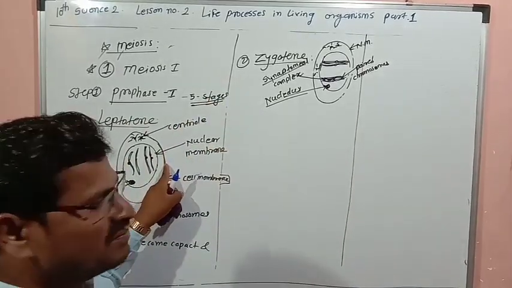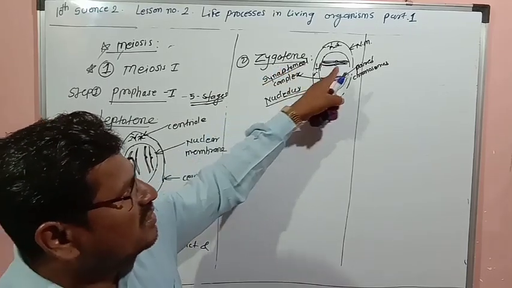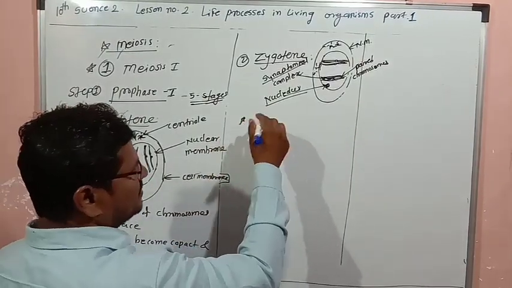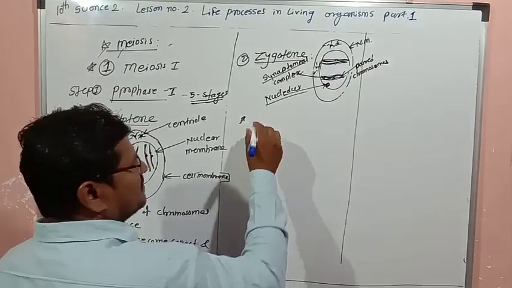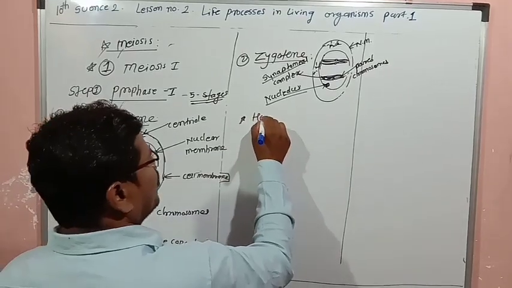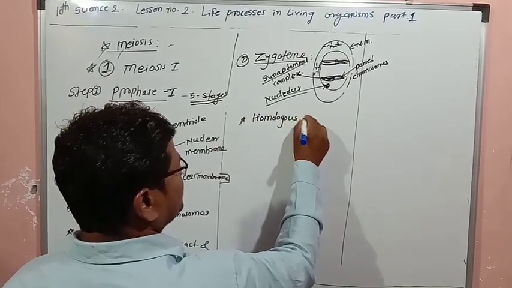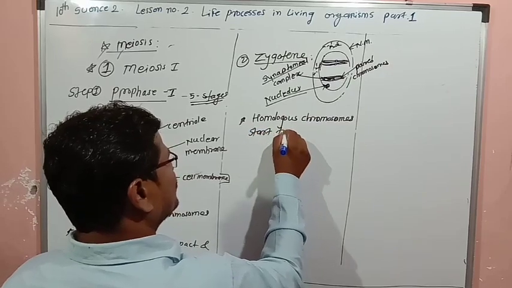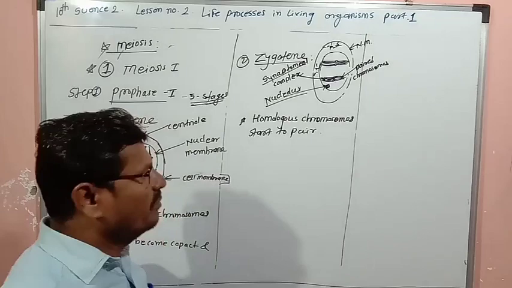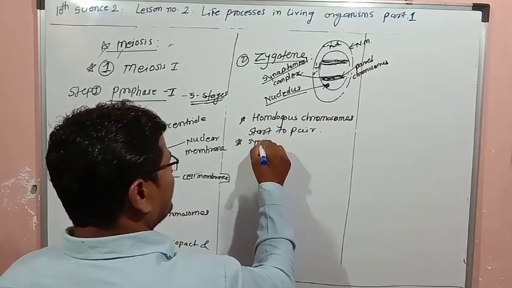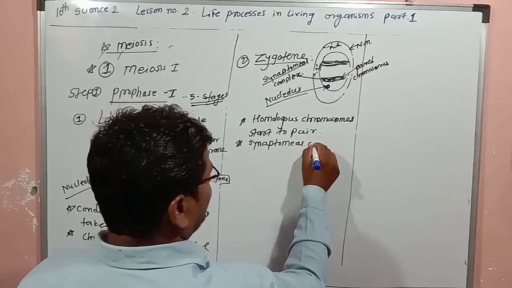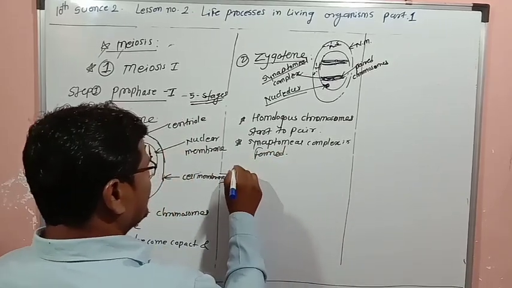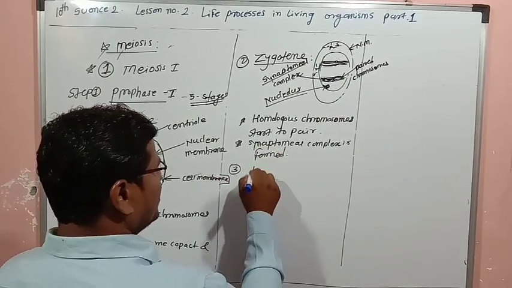So in the leptotene, condensation will start. In the zygotene, these chromosomes start to pair. To explain, pairing of chromosomes takes place, or you can say homologous chromosomes start to pair, and the synaptonemal complex is formed. The third stage we will study is the pachytene.